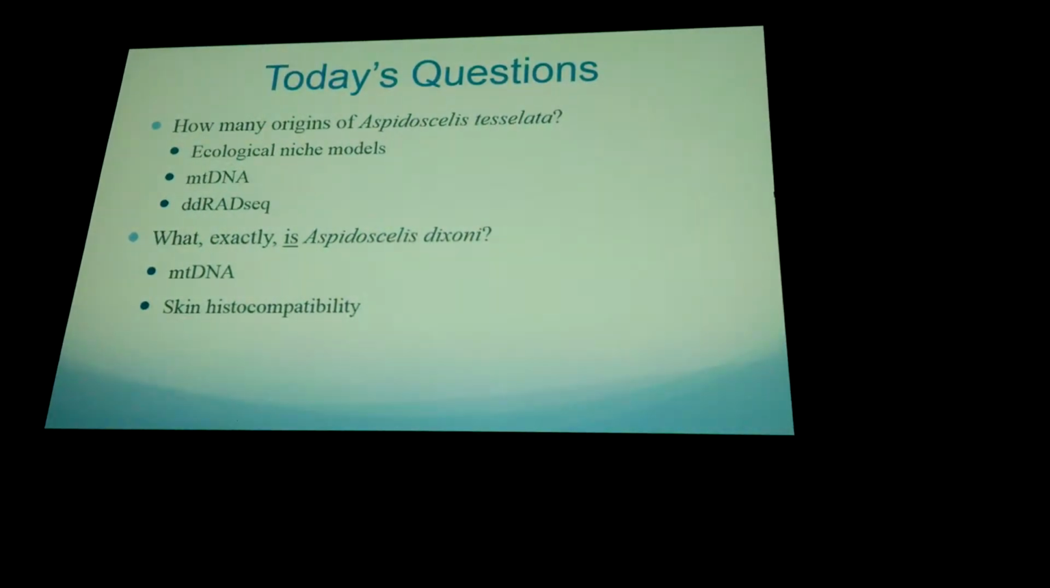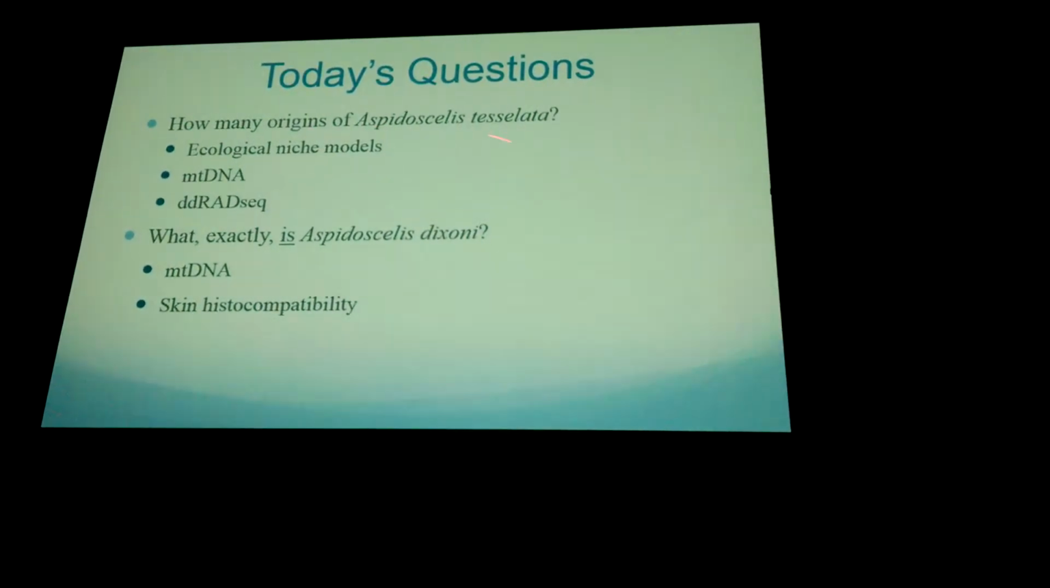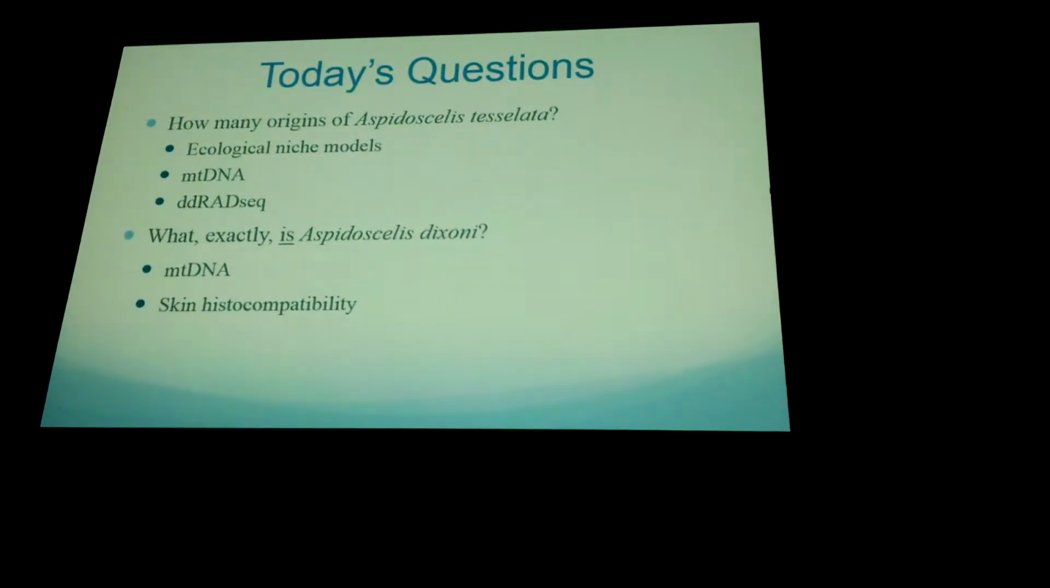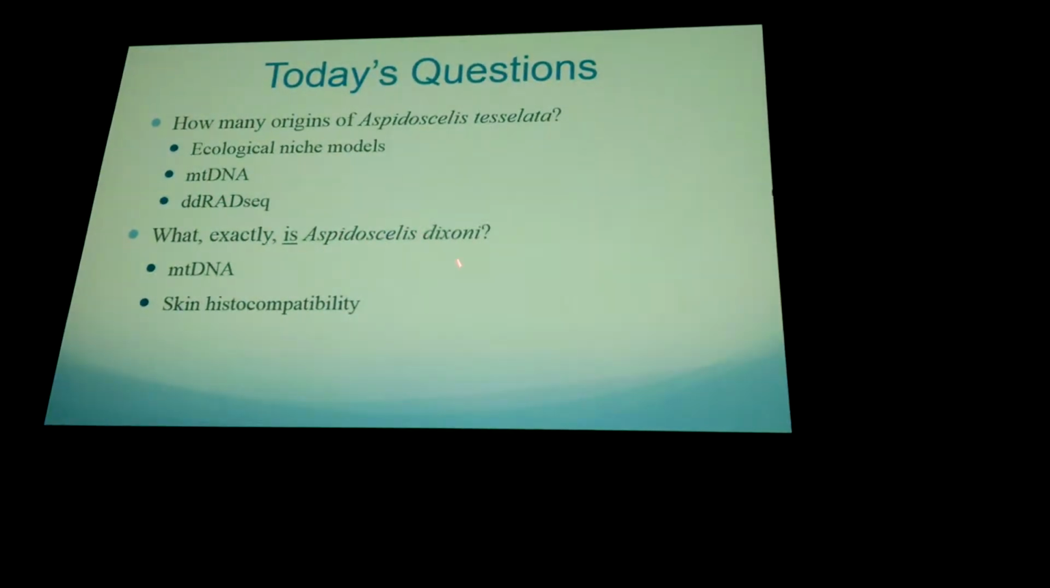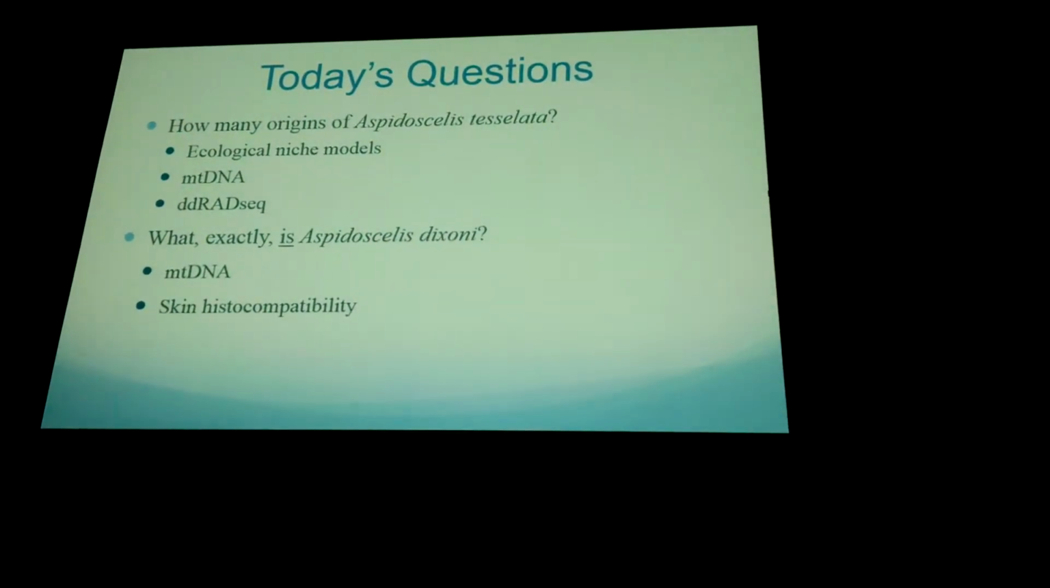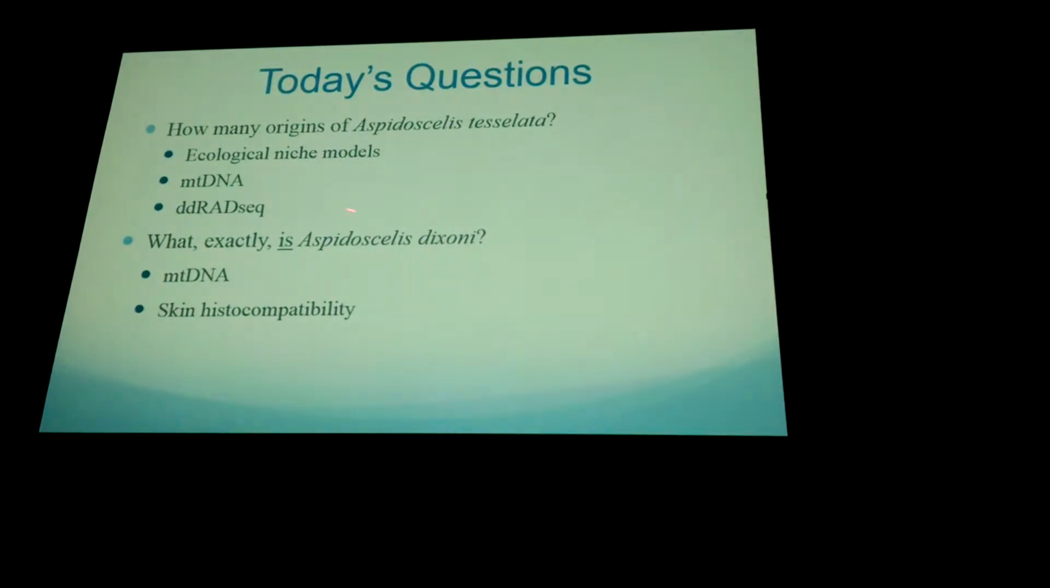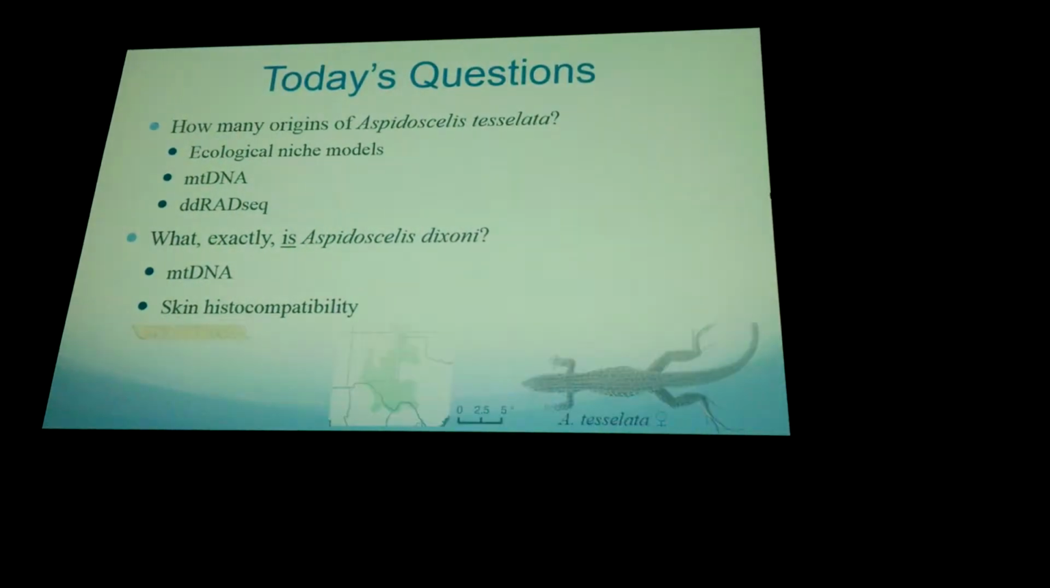So my research questions here are twofold. How many origins, because they're hybrids, are there for this Aspidoscelis tesselata group? And then also, what is that dixoni thing? What makes it so different that it's called its own species, if it even is that? And these are the sources of evidence I'm going to present today.